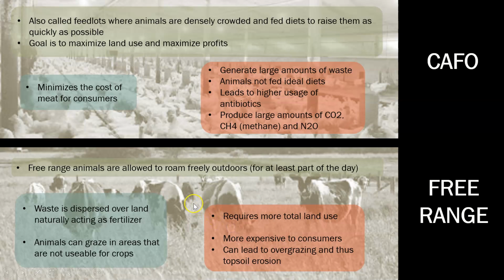The free range is not without its own disadvantages. It requires more total land usage, which, as we know, is a concern. It's more expensive for the consumer, and it can lead to overgrazing and thus topsoil erosion.